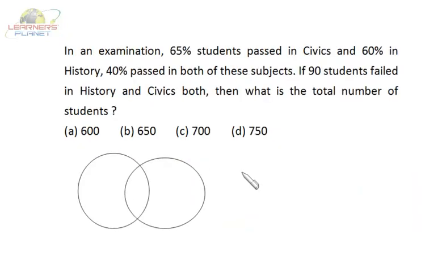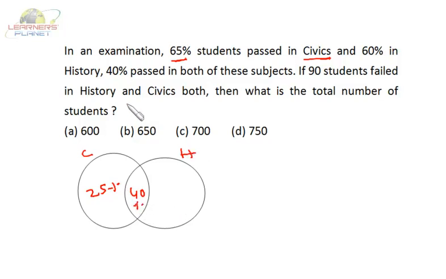Now, let's take one more question based on Venn diagram. In an examination, 65% students passed in civics and 60% in history. Let this circle be of civics and this be of history. And 40% passed in both of these subjects. That means this common value is 40%. The total of the civics circle is 65%, so 40% is over here, and the remaining 25% is over here.